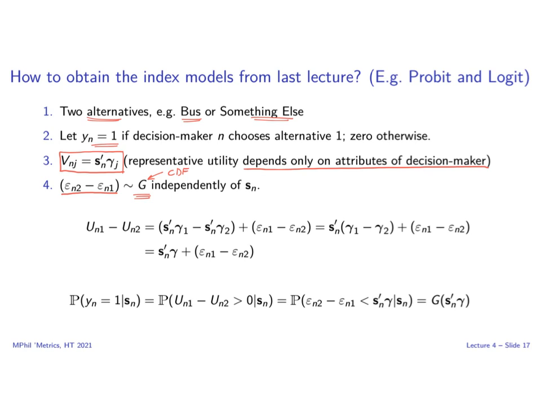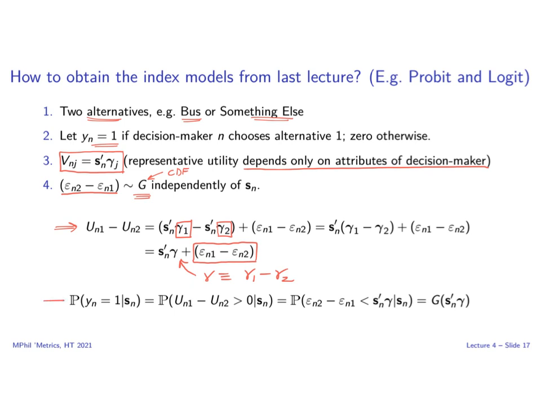Subtracting, we find that the utility of the first alternative minus that of the second can be written in the following form. Simplifying, we obtain Sn prime times a parameter vector gamma that is defined as the difference of the parameter vector gamma 1 associated with the first alternative minus gamma 2 that associated with the second alternative, plus the difference of error terms epsilon n1 minus epsilon n2.